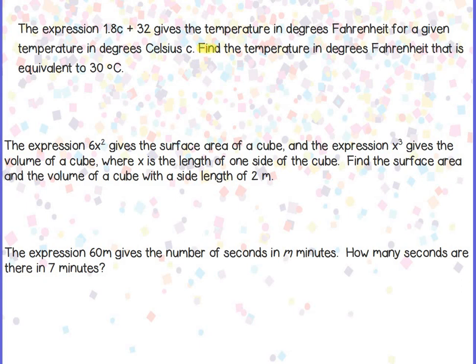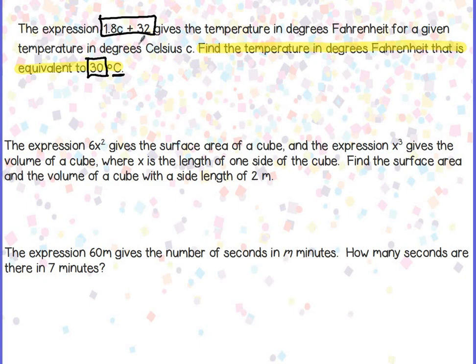All right, so here it says find the temperature in degrees Fahrenheit that is equivalent to 30 degrees Celsius. So that's the question. The expression, so this whole thing would be important, gives the temperature in degrees Fahrenheit for a given temperature in degrees Celsius. It's important to note that this is 30 degrees and that it's Celsius, because if I don't know that this is Celsius or Fahrenheit, I don't know where to plug it in.